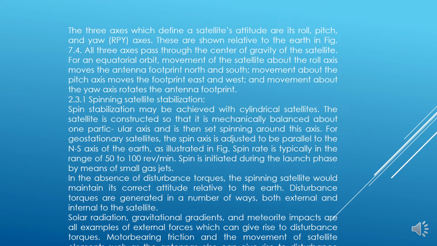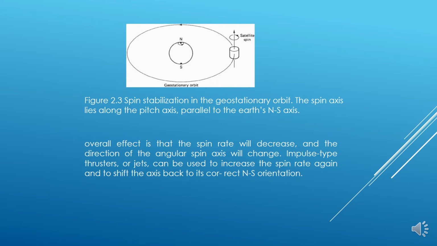Disturbance torques are generated in a number of ways, both external and internal to the satellite. Solar radiation, gravitational gradients, and meteorite impacts are all examples of external forces which can give rise to disturbance torques. Figure: spin stabilization in the geostationary orbit. The spin axis lies along the pitch axis, parallel to the Earth's NS axis.